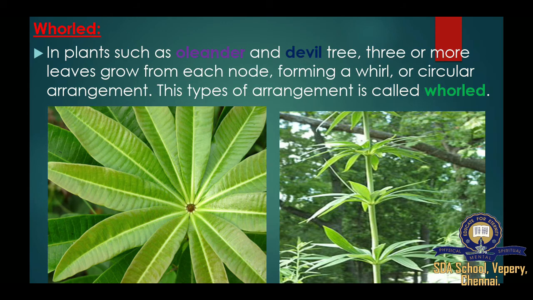And the third one, in plants such as oleander and devil tree, three or more leaves grow from each node, forming a whorl or circular arrangement. This type of arrangement is called whorled.